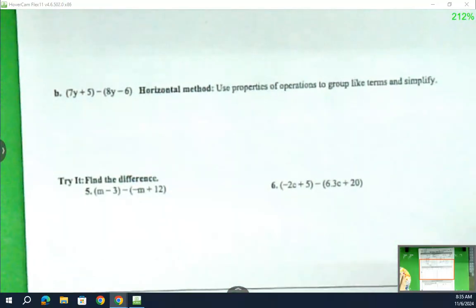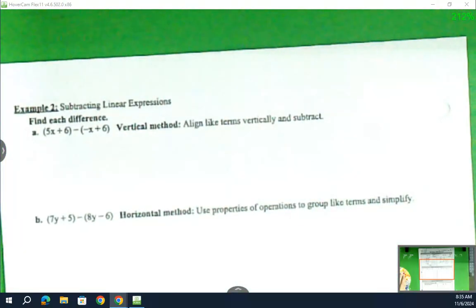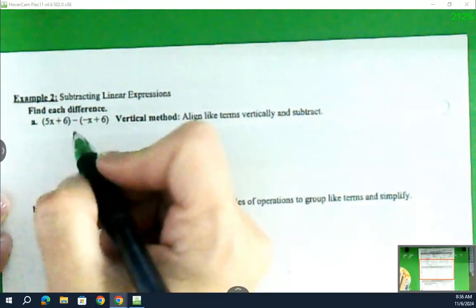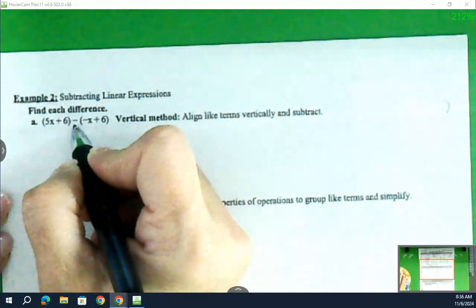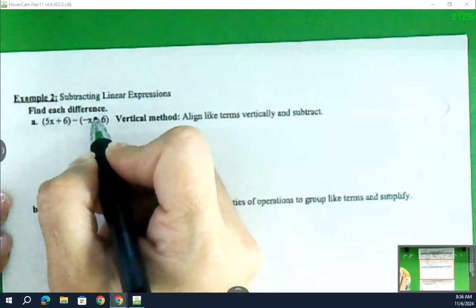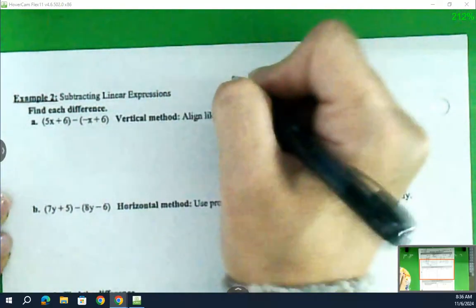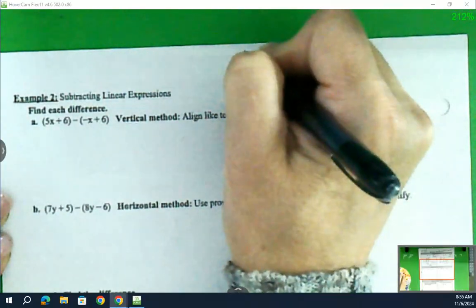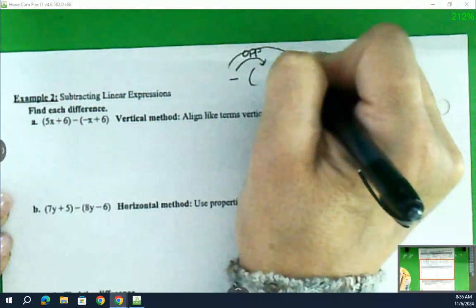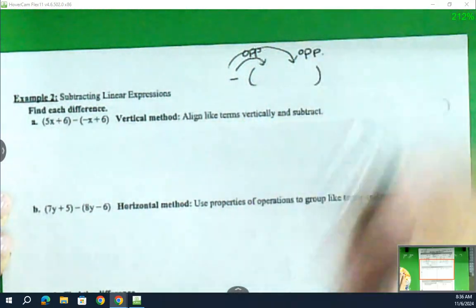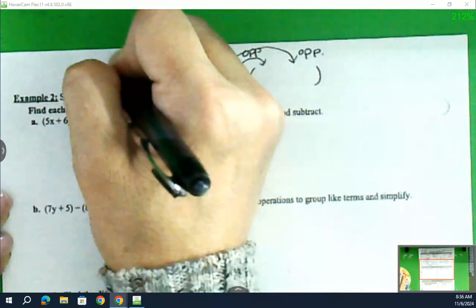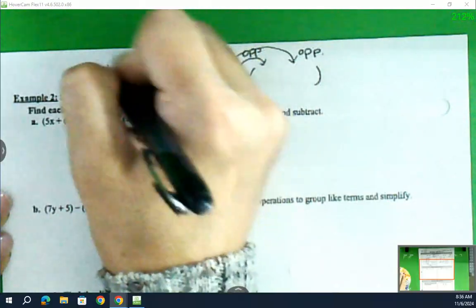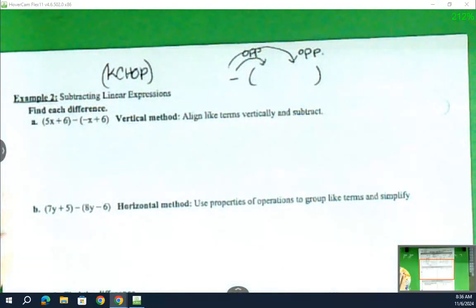Subtracting linear expressions. When we subtract linear expressions, remember that subtracting is adding the opposite. So when we have a subtraction problem in front of a parenthesis, we're going to call that opposite. Or, as you remembered from our last unit, KCHOP: keep, change, opposite.